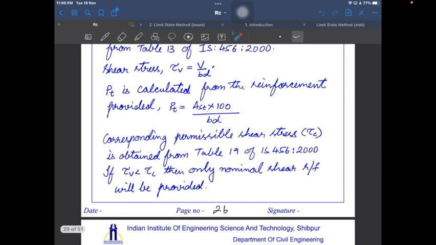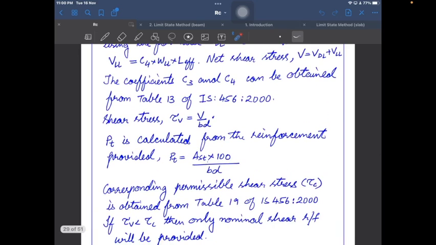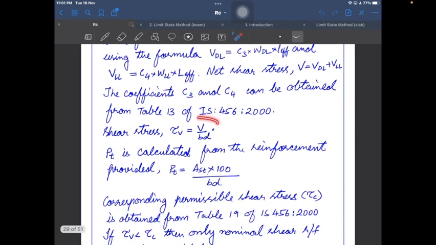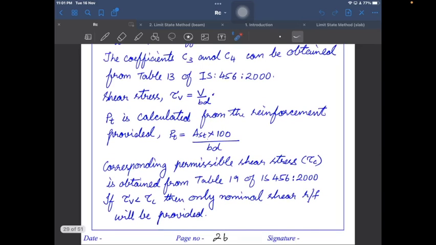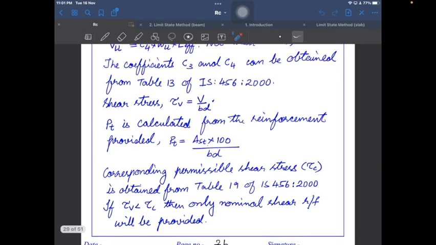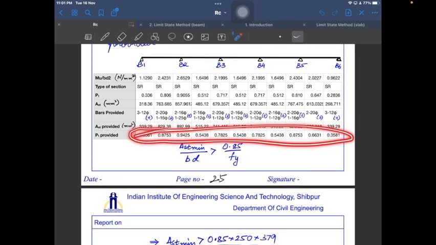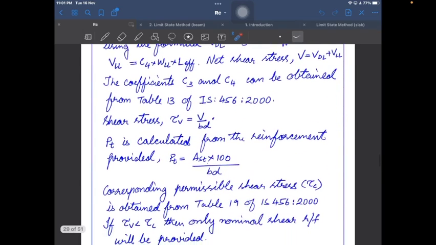By doing this you get VDL and VLL, and adding them you get V. Dividing V by BD, you get tau V, which is nothing but shear stress. Then you calculate pt. We already did this, so we just bring this pt. That is what I was writing here.